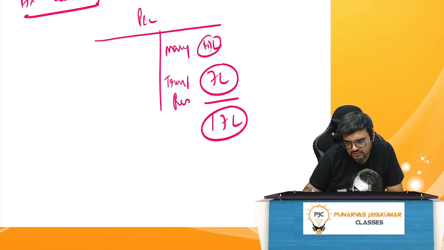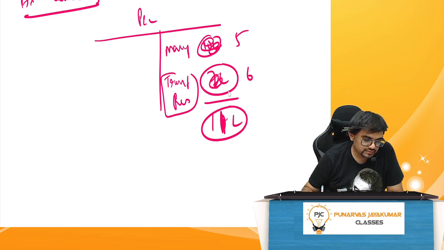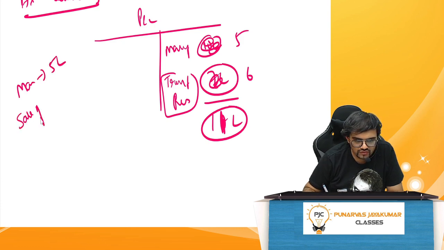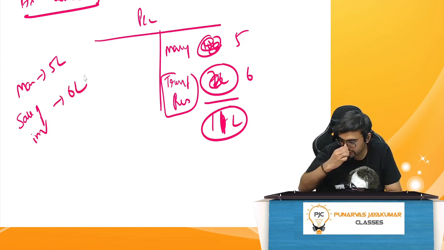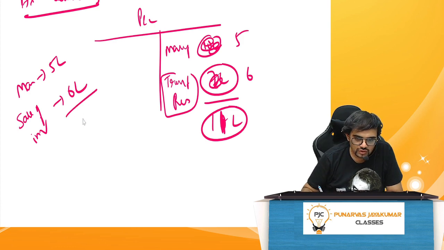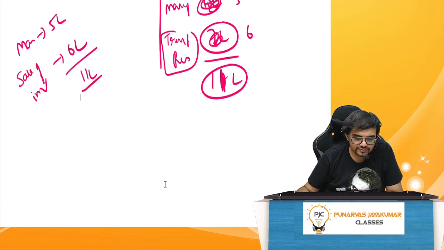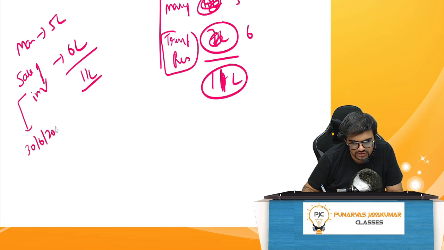So let me take another example. Let me make it 5 lakh, 6 lakh, overall 11 lakh. How did they make this? Very simple. On manufacturing goods, they were making 5 lakh profit. On sale of investments, they are making 6 lakh profit. Overall, it was 11 lakh profit. Profit on sale of investments was made on 31st March 2022.